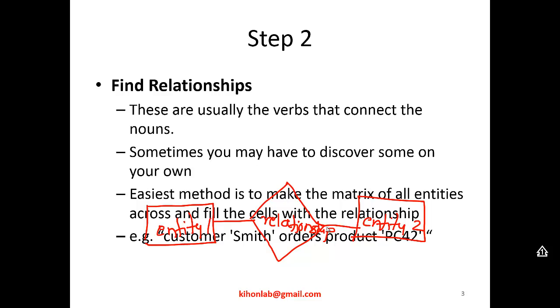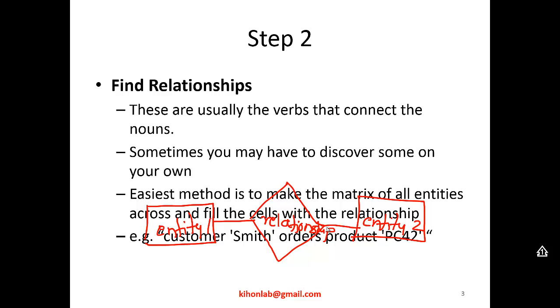So if you have information, you are supposed to find out the verbs in the given information. Sometimes you may have to discover some of your own. All the time you can't find the verbs, so you have to find some of the verbs on your own. The easiest method is to make a matrix of all entities across and fill the cells with the relationship.